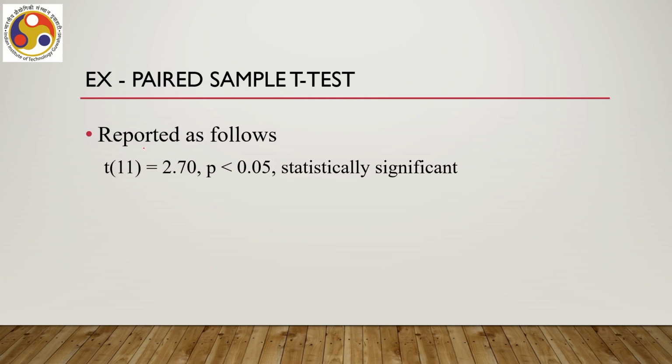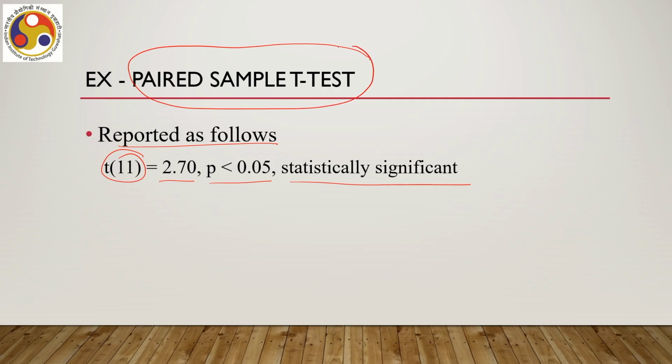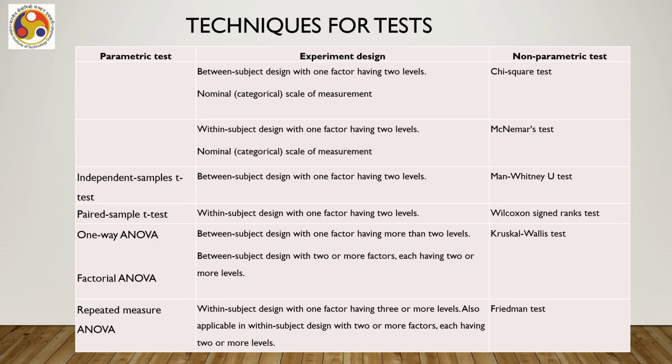Typically, such results are reported as follows: t(11) = 2.70, p less than 0.05, statistically significant. This is the standard way of representing any statistical significance test. In this case, it is known as a paired sample t test, only one type of test that we have covered in this example. There are actually a large number of statistical significance tests. One group of tests is known as parametric tests, the other group is known as non-parametric.